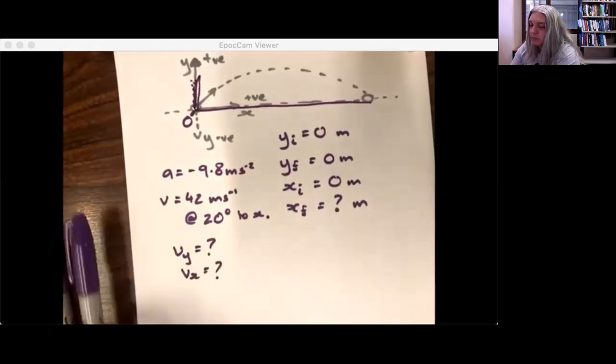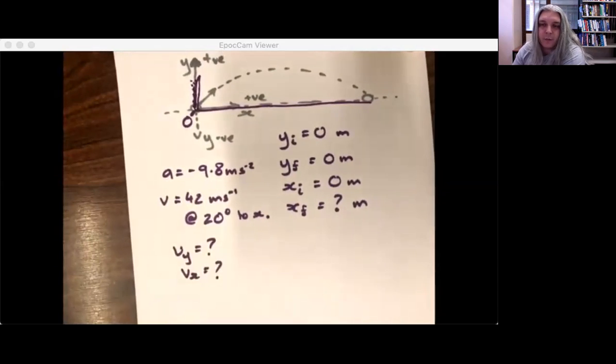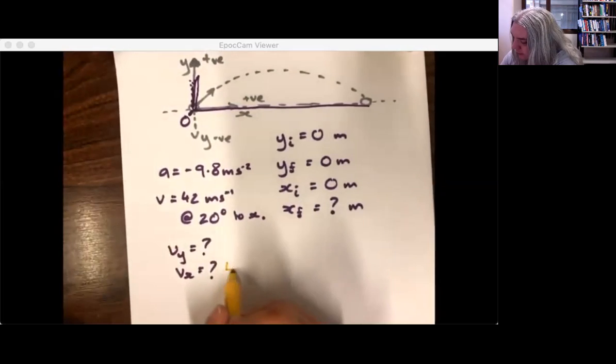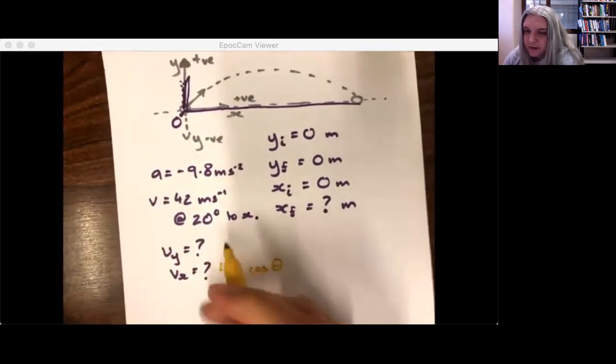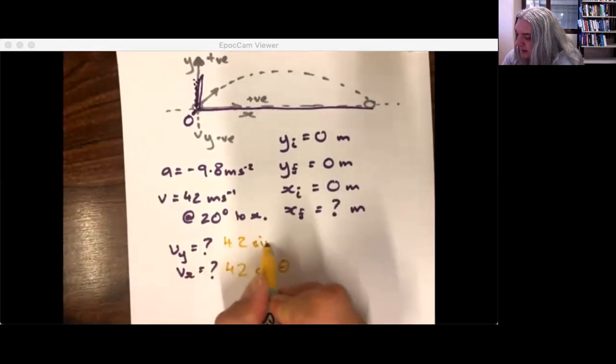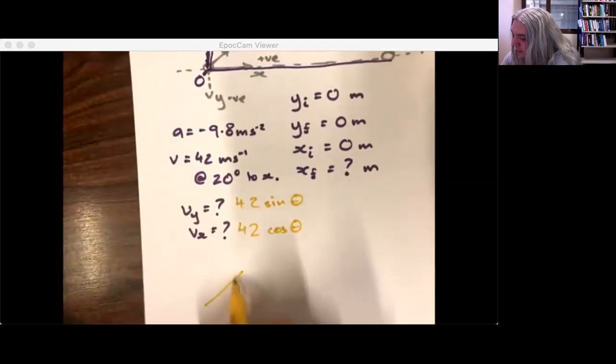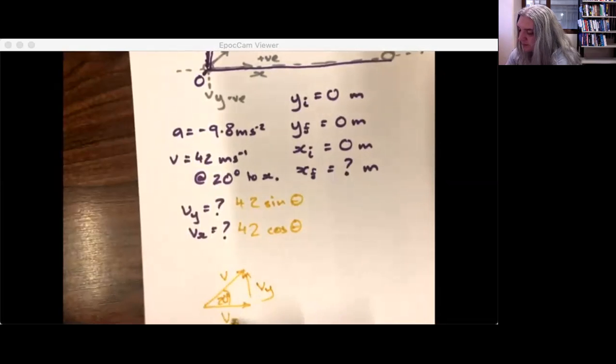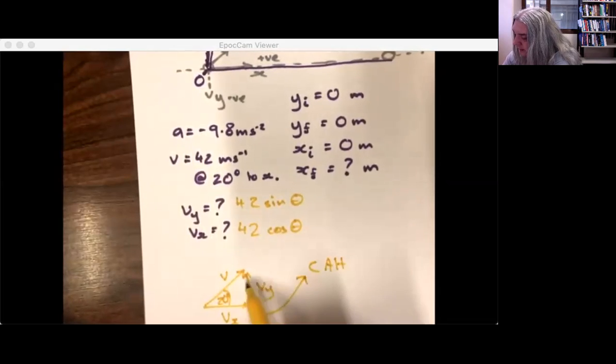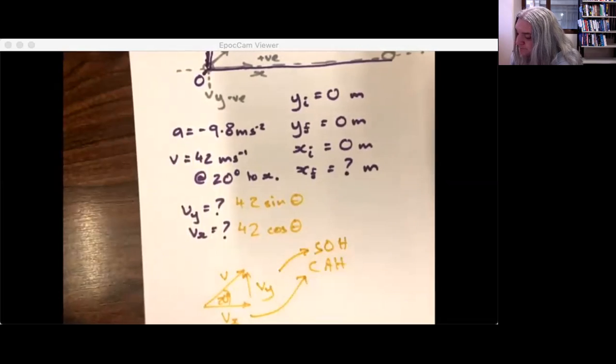And as I said already, those are actually just standard formulas. They're the same all the time. We have the x component of velocity being given by 42 cosine theta, and the y component being given by 42 sine theta. So again, this is just SOHCAHTOA, the basic trigonometry. If we've got v in that direction and this is 20 degrees, then you've got v in the y direction and v in the x direction. Vx is adjacent, so that's cosine, and Vy is opposite, so that's going to be sine.